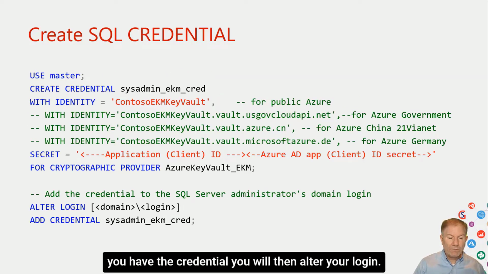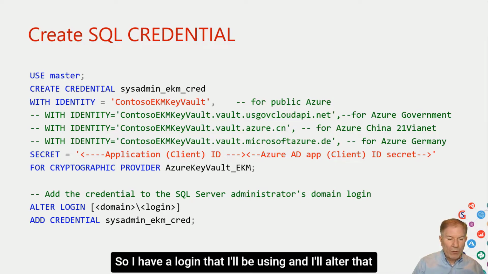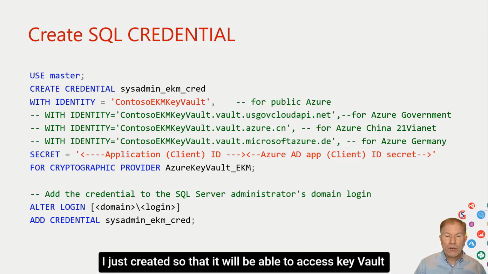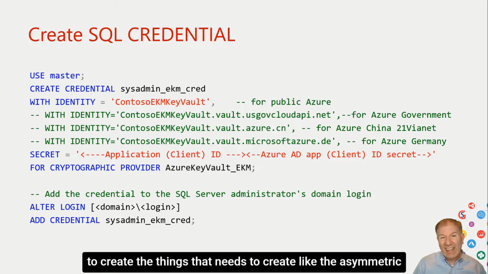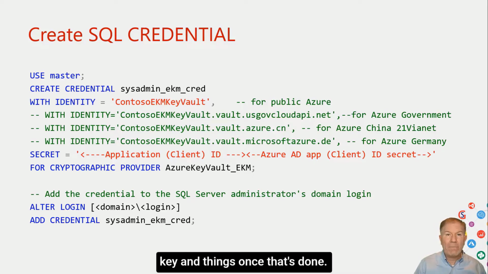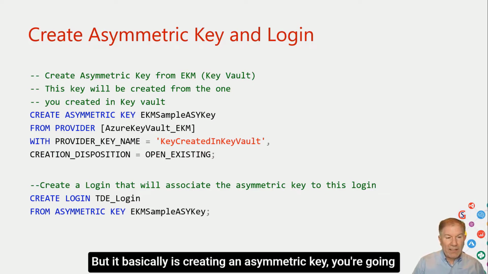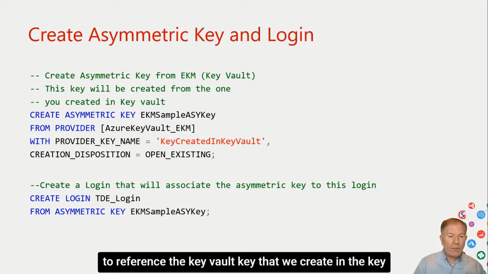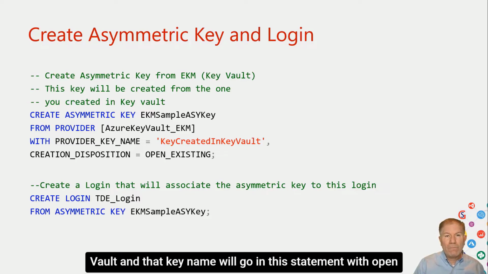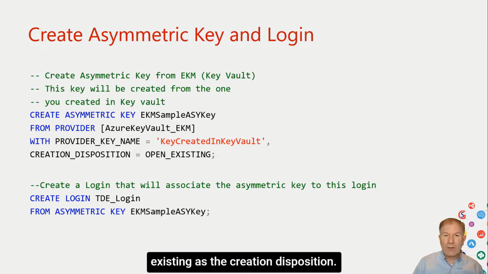After you have the credential, you will then alter your login. So I have a login that I'll be using, and I'll alter that login to add the credential that I just created so that it will be able to access Key Vault to create the things it needs to create, like the asymmetric key and things. Once that's done, I'll create the EKM sample key, that's what I named it, but it basically is creating an asymmetric key. You're going to reference the Key Vault key that we create in the Key Vault. And that key name will go in this statement with open existing as the creation disposition.